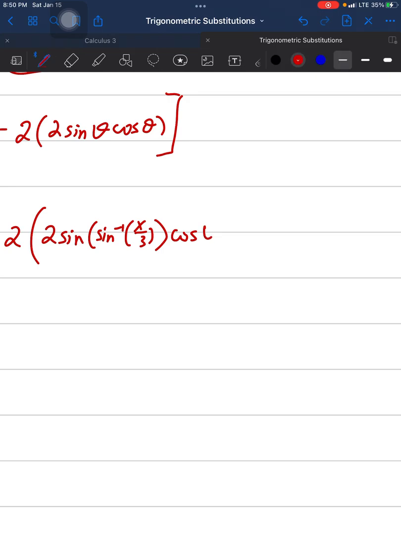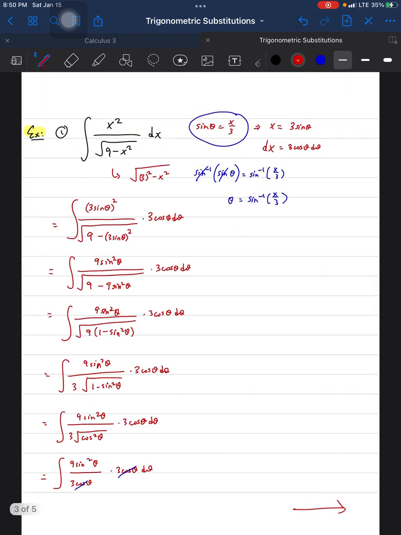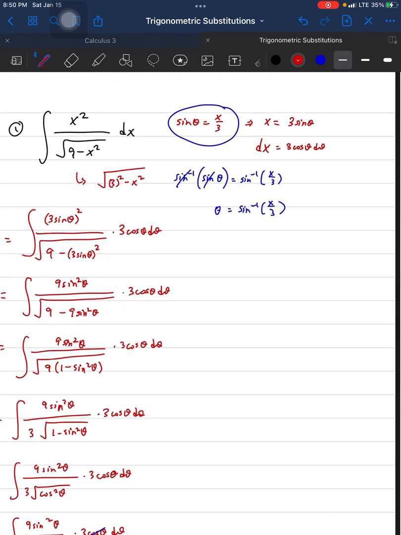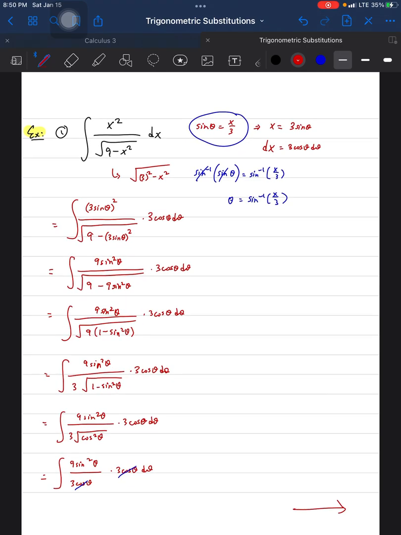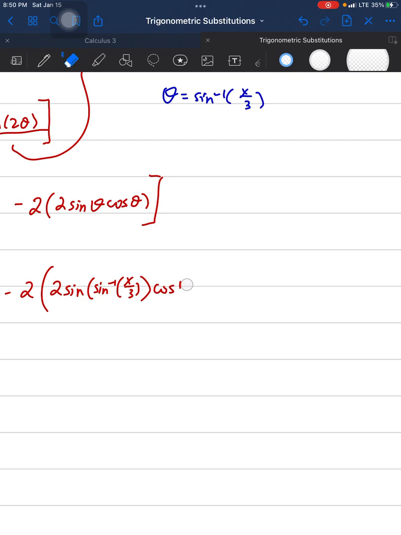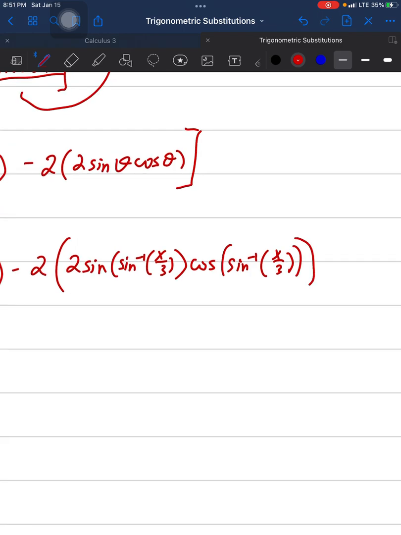I think there could be a better way. So this cosine theta, we could actually solve for this cosine theta as well. If you look back at the original function, you know what, we're going to keep doing what we're doing right now. So we'll just plug in x for theta. So we get sine inverse x over 3.